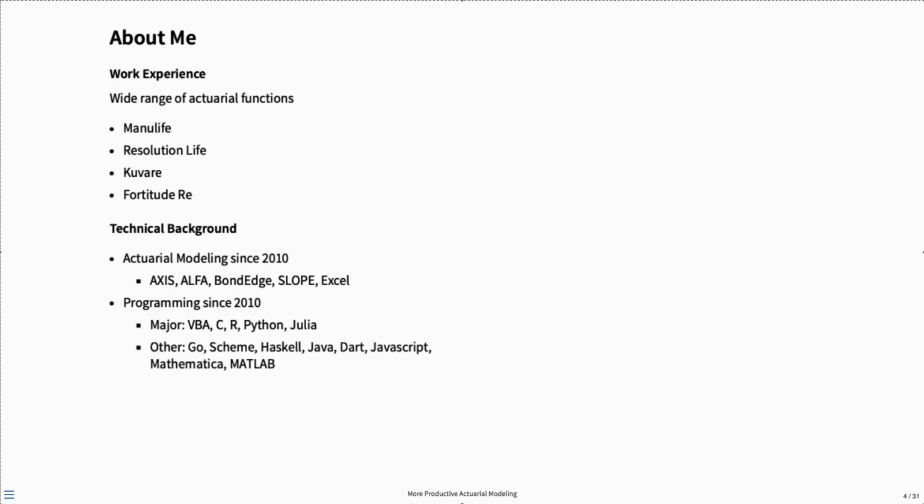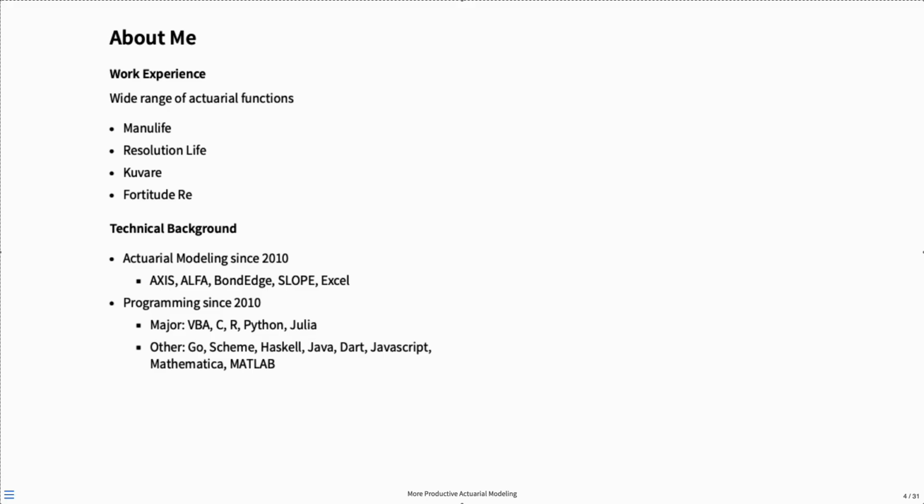So for commercially available software over my career, I've used extensively Axis, Alpha, to a lesser extent Bondage, Slope, and of course Excel. I have been programming over a similar amount of time. First in VBA in order to automate tools associated with processing and testing Axis output.